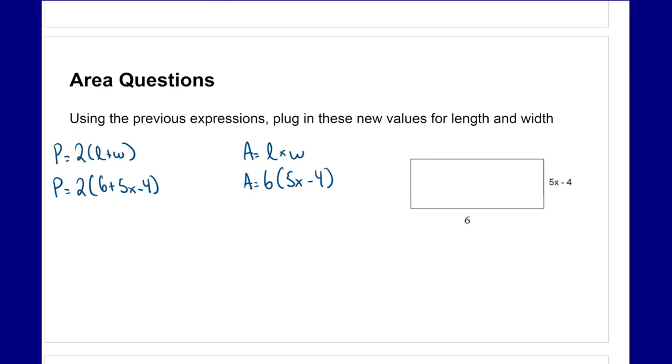Now, it doesn't really matter which is length and which is width, right? With a rectangle, we could rotate it and just change the two, but it is easier when we have just the single term, the 6, in front of the multiple term or the binomial, the 5x minus 4. So these are our two new expressions now that we have actual values.